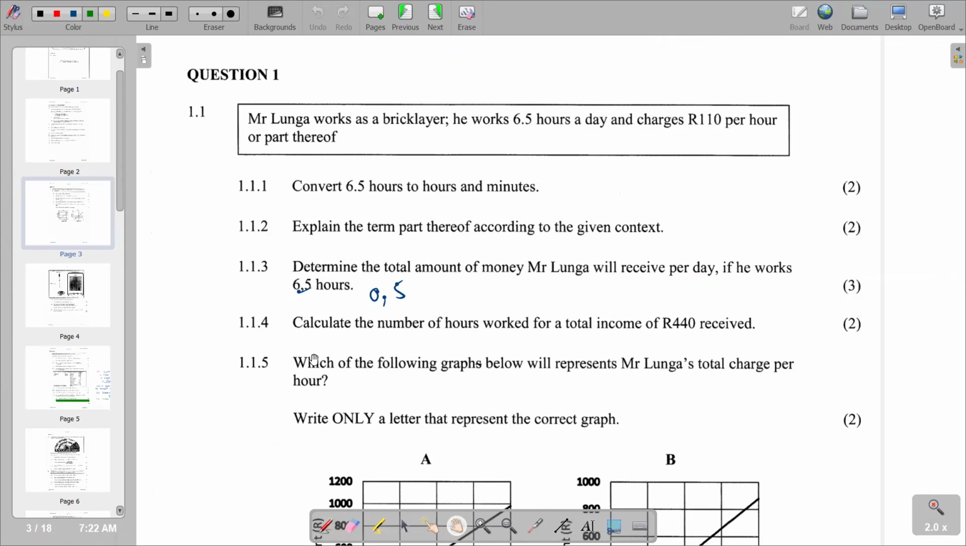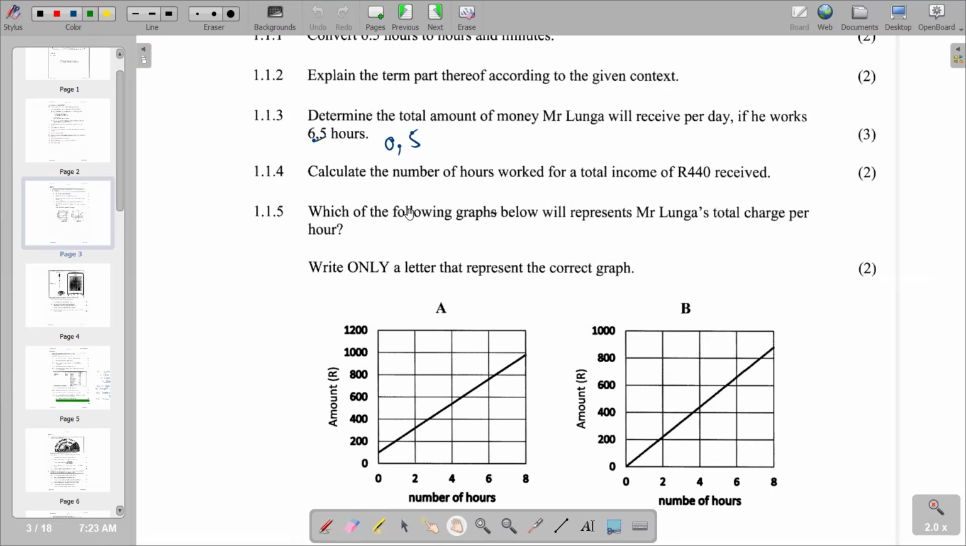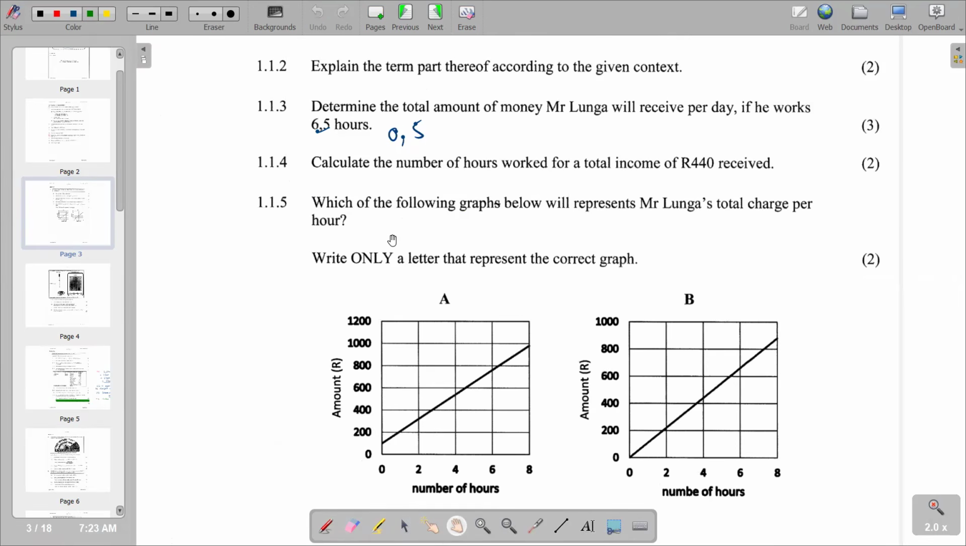Now we move on to 1.1.5: which of the following graphs below will represent Mr. Lunga's total charge per hour? So we see that according to the information given, we have a direct proportion, with a constant value of 110 per hour.